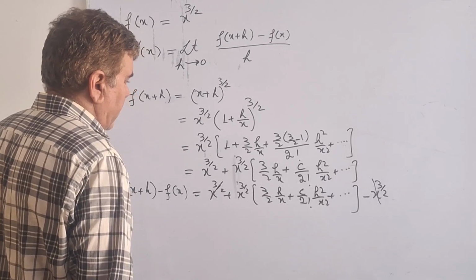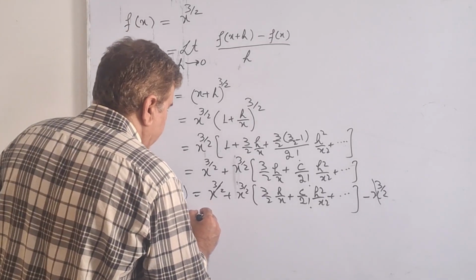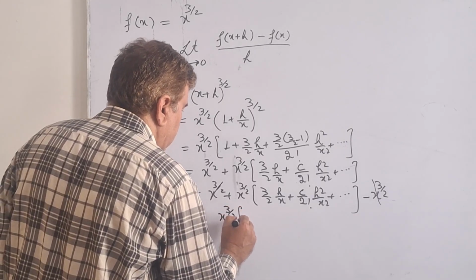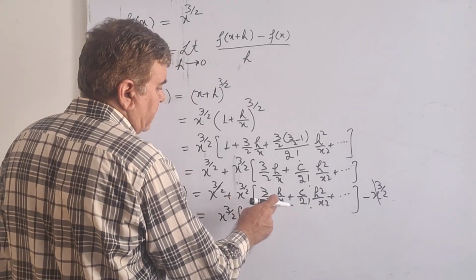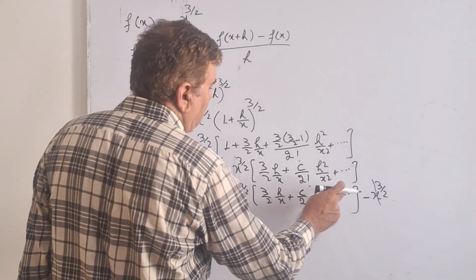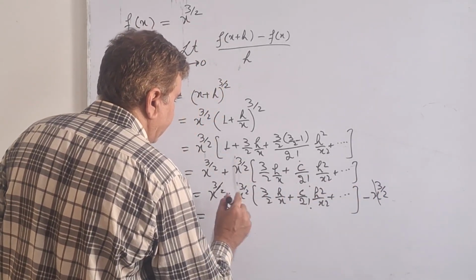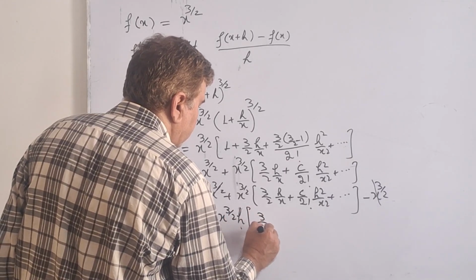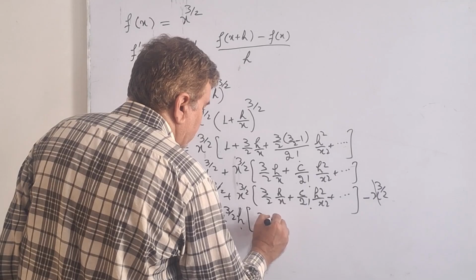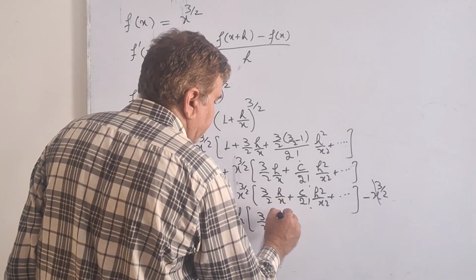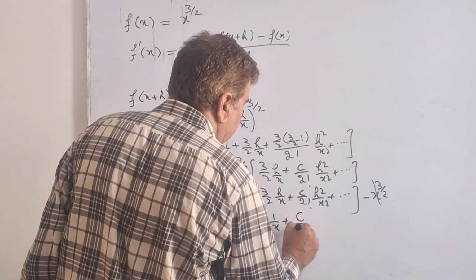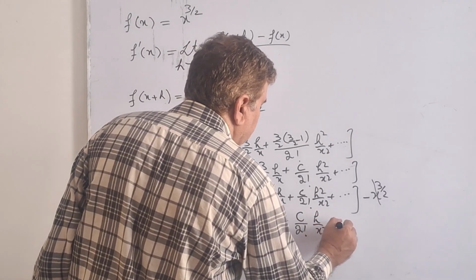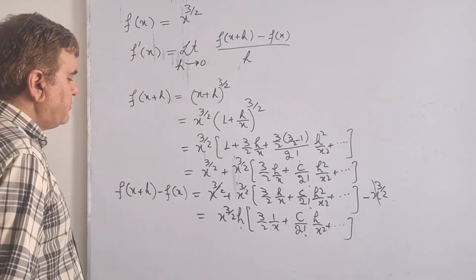So I'm left with x power 3 divided by 2 into, okay, one more thing, since there is h in all other terms, I take that h common and can write things like this: 3 divided by 2 times 1 over x, because I'm taking that common, plus c divided by 2 factorial h divided by x squared plus so on.